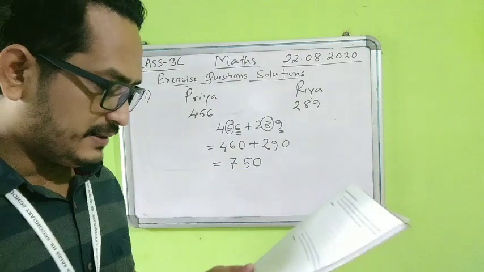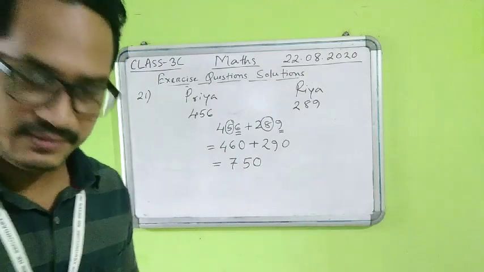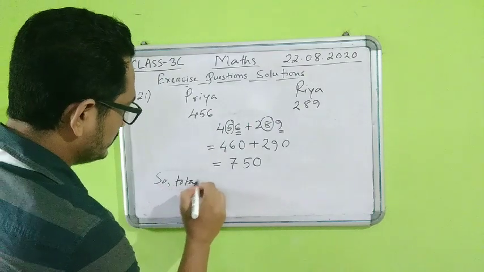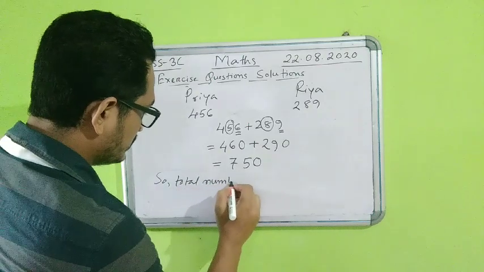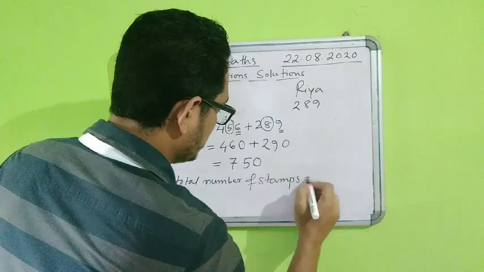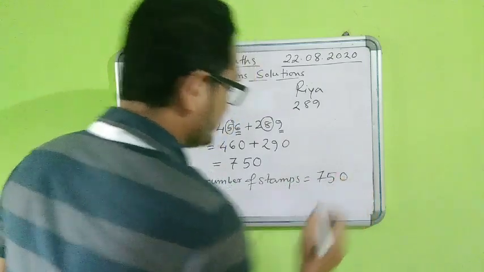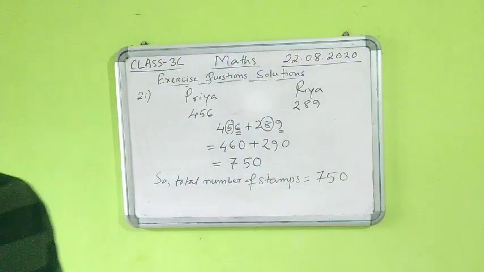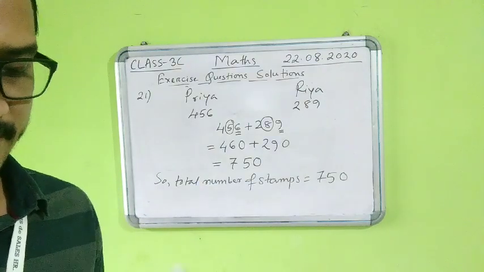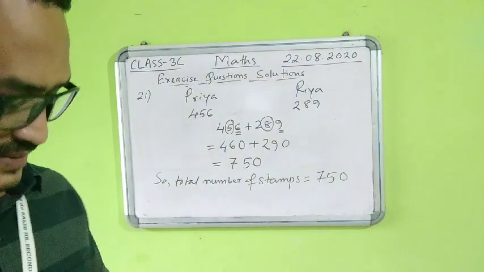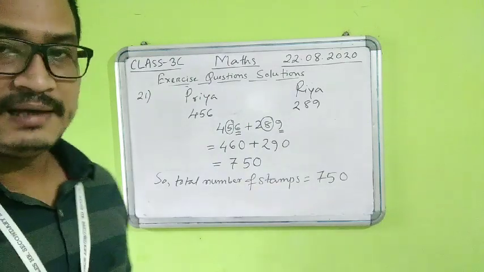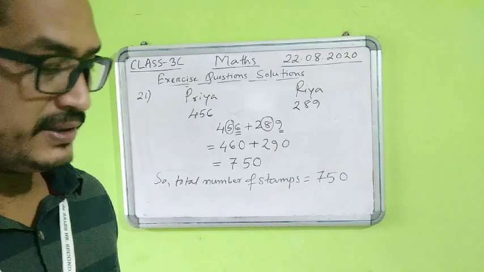So we can write, estimate the total number of stamps, so we will write finally, total number of stamps equal 750. So please students copy it down, place is already given there on the next page. There is page number 28. Okay, now the last question for today's class is 22.